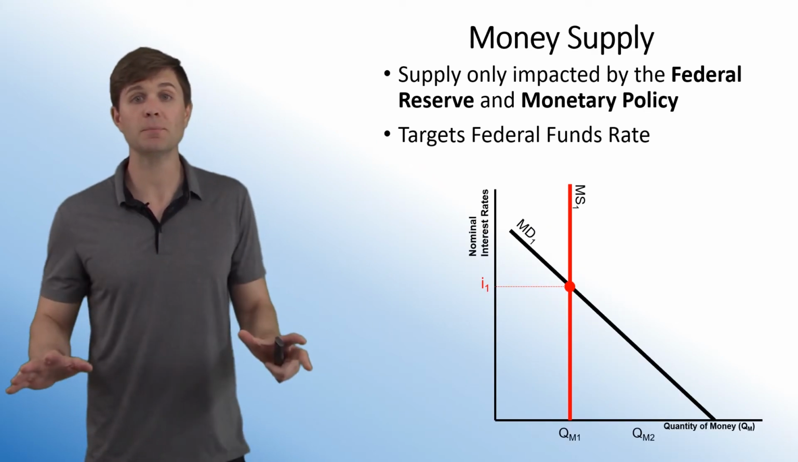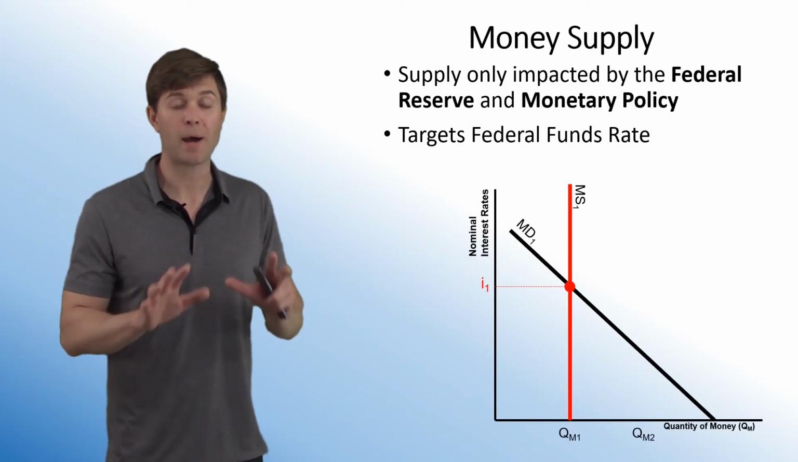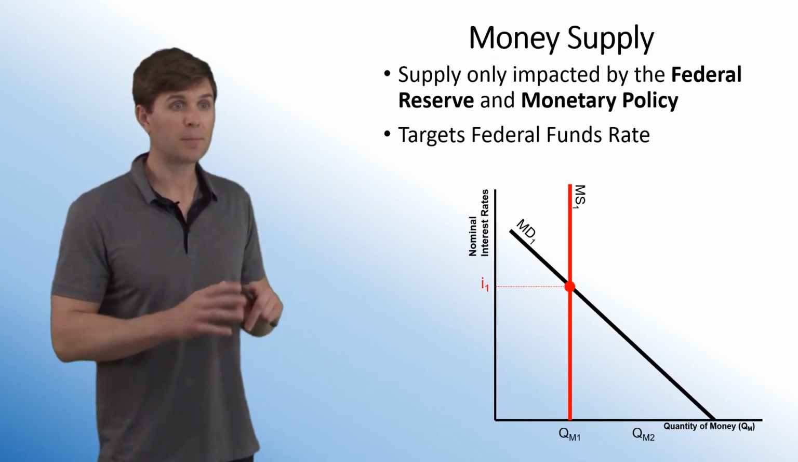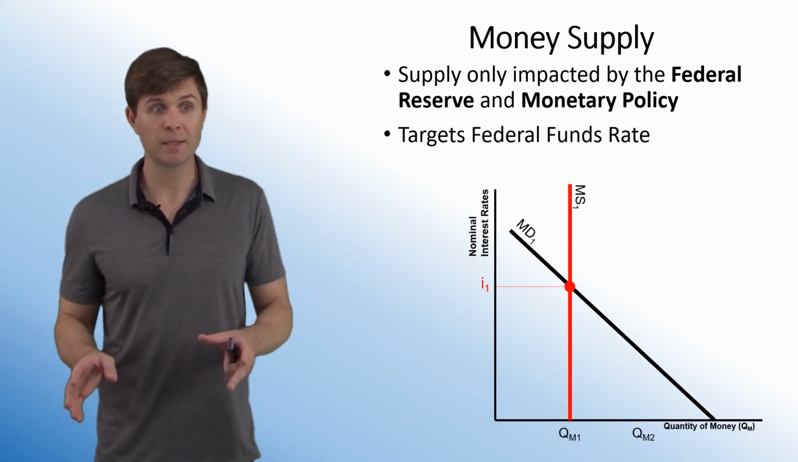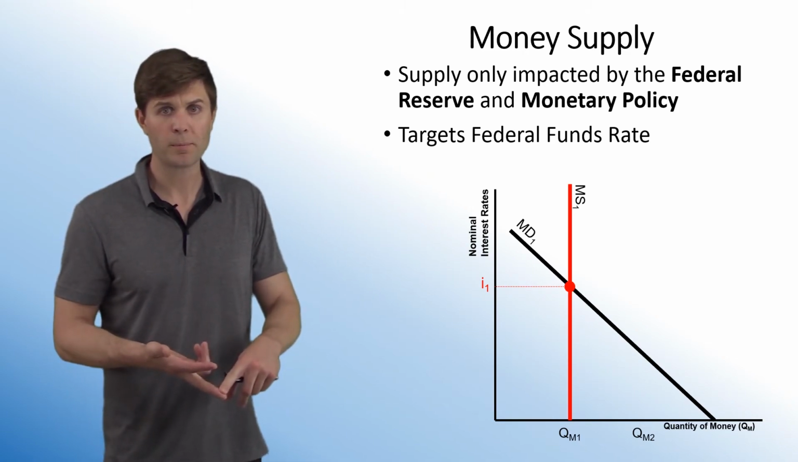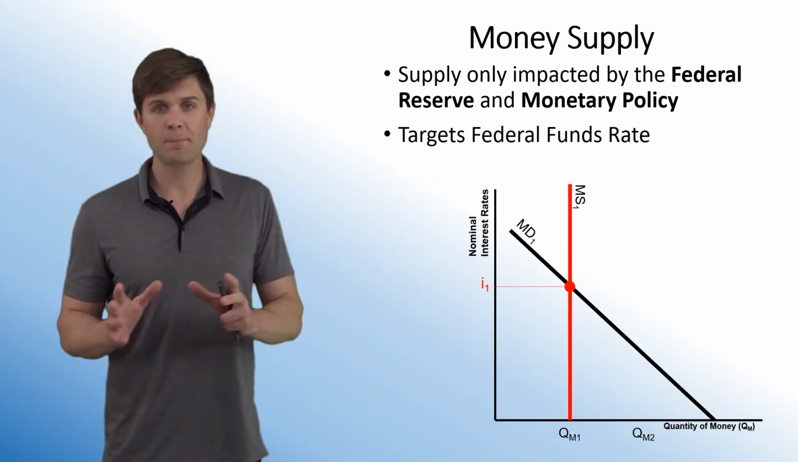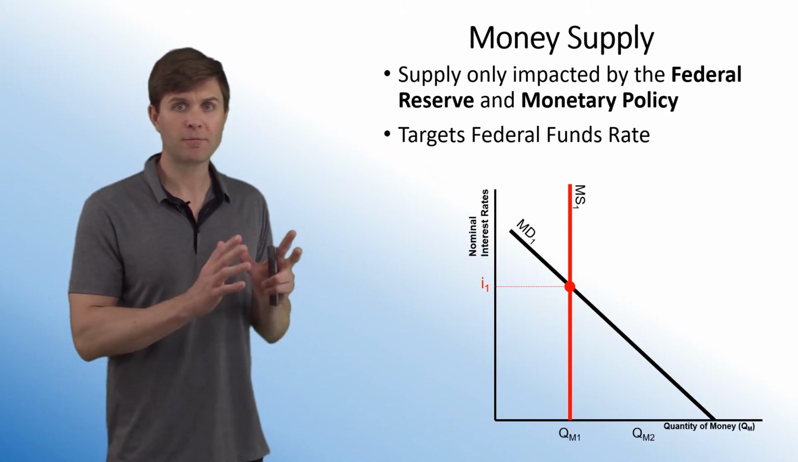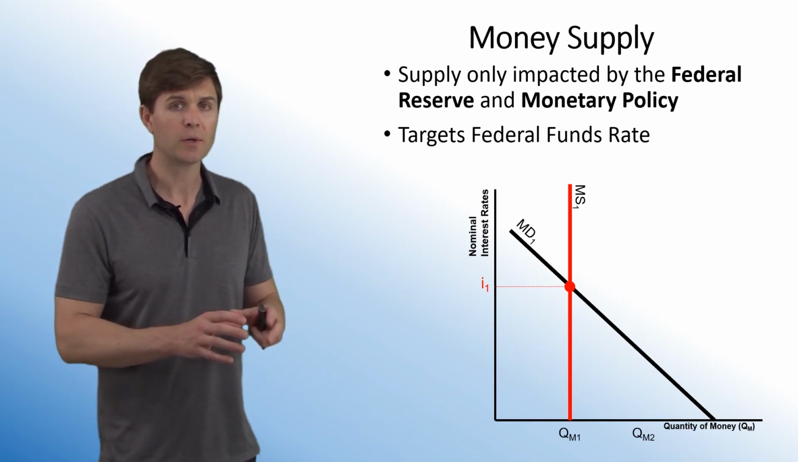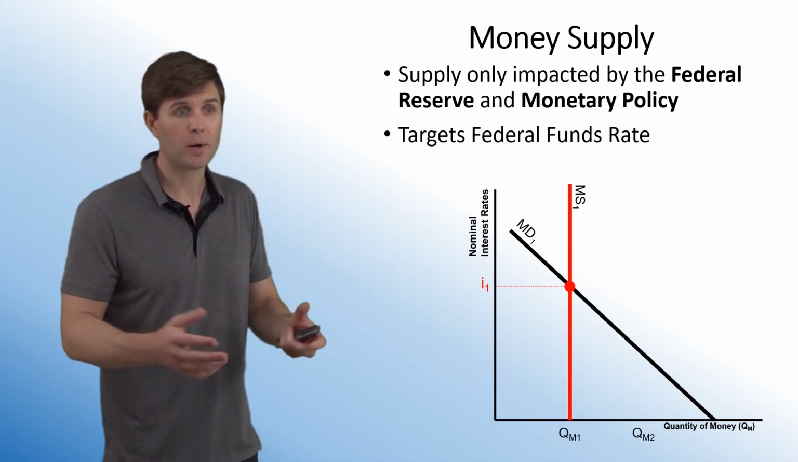All right, now the money supply is all determined by the Federal Reserve. That's why it's that vertical line. So it's only impacted by the Federal Reserve and their monetary policy. So there are three tools: the reserve requirements, the discount rate, and then their open market operations. When they make these changes, they're usually targeting a federal funds rate, that rate that banks make short-term loans to each other to kind of cover their reserve requirements.